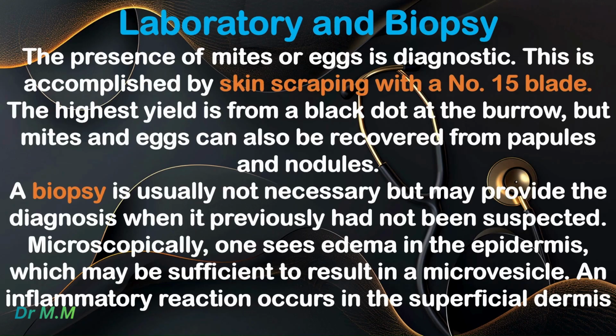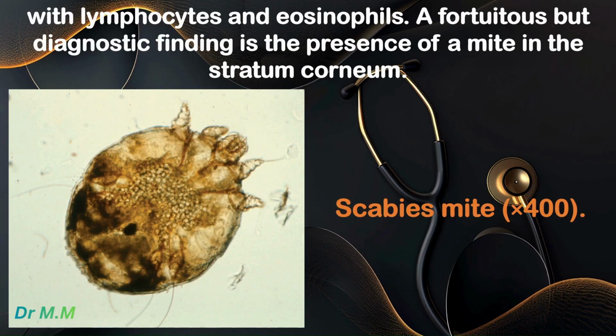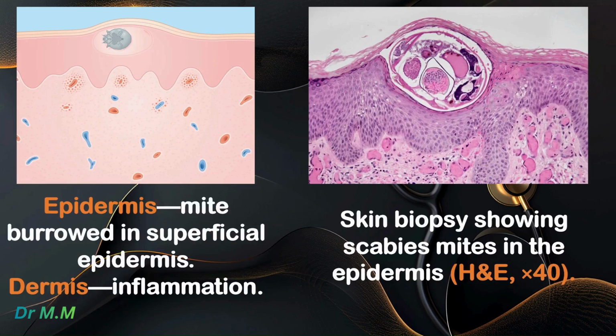Microscopically, one sees edema in the epidermis, which may be sufficient to result in a microvesicle. An inflammatory reaction occurs in the superficial dermis with lymphocytes and eosinophils. A fortuitous but diagnostic finding is the presence of a mite in the stratum corneum. Scabies mite. Epidermis, mite burrowed in superficial epidermis. Dermis, inflammation. Skin biopsy showing scabies mites in the epidermis.